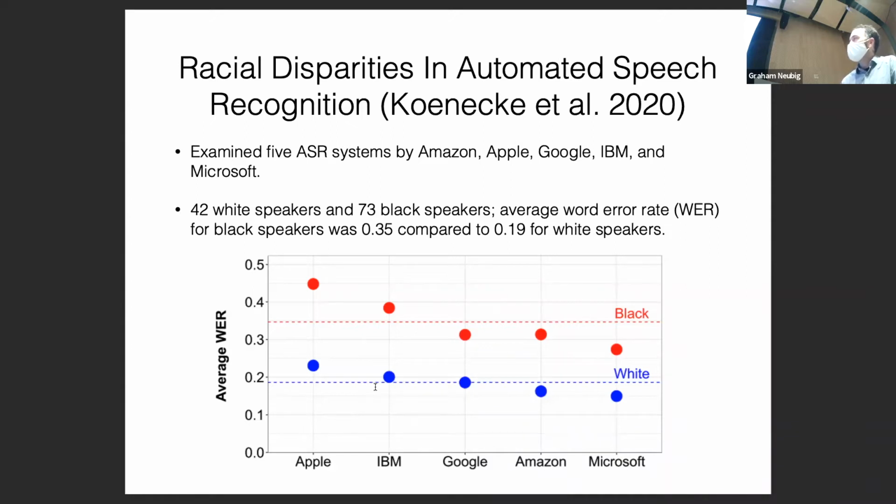And there were 42 white speakers and 73 black speakers, and they averaged the word error rate for each group. The average word error rate for black speakers was 0.35, compared to 0.19 for white speakers. So if this is not a disparity, it's across 5 systems from leading tech companies. This is pretty obvious that this is an issue.